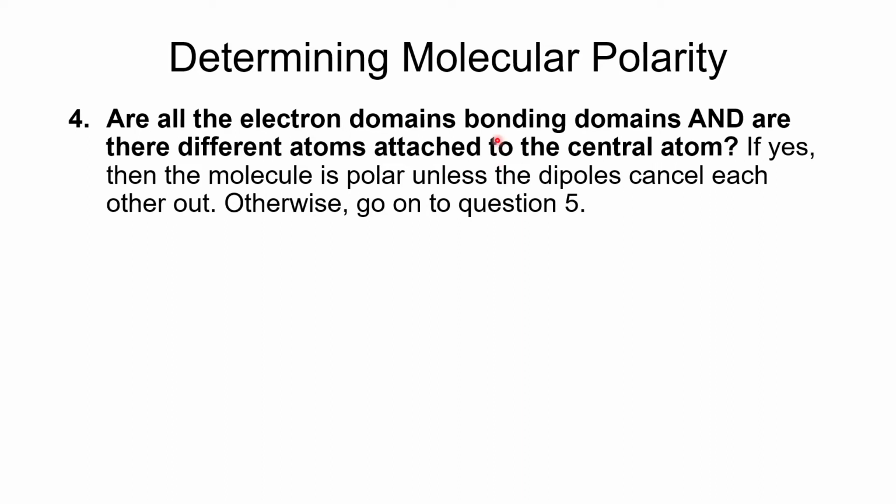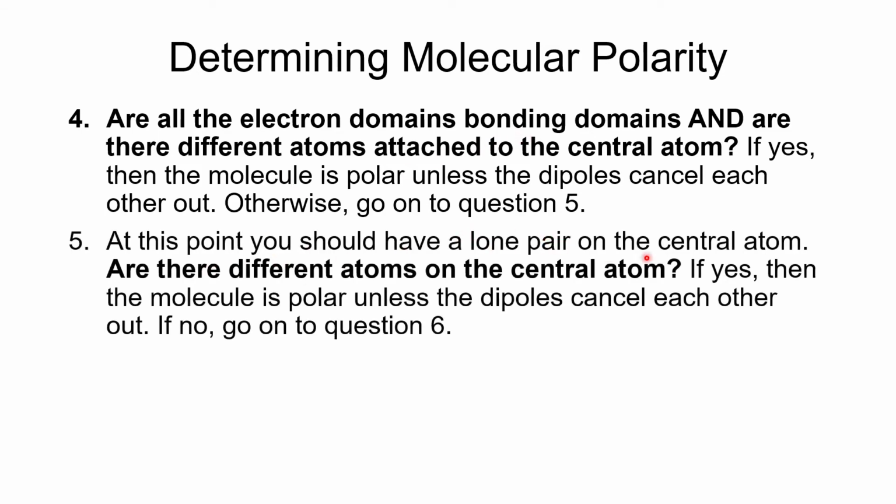All right, at this point, we should have taken care of all the possibilities for things that have all bonding domains, and we should be left only with molecules that have lone pairs. So at this point, you should have a lone pair on the central atom. If you don't, you need to go back and make sure that you didn't get the answer on one of those previous four. So if we have a lone pair, are there different atoms on the central atom? If yes, then the molecule is polar unless the dipoles cancel each other out. So again, we can go back to that previous thing about dipoles canceling out. We'll look at a picture of that here in just a moment.